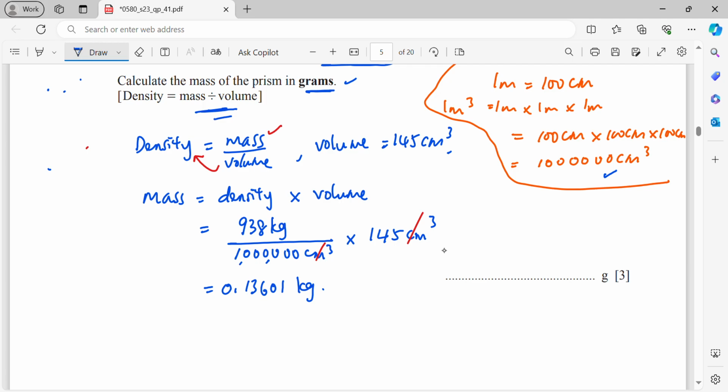But then the question asks for grams. So we know that 1 kilogram has 1000 grams. So then this value, you need to multiply with 1000. Then the units becomes grams. So here at last I will get 136.01 grams. And now we round up to 3 significant figures, that is 136 grams. So that is the solution of this question.